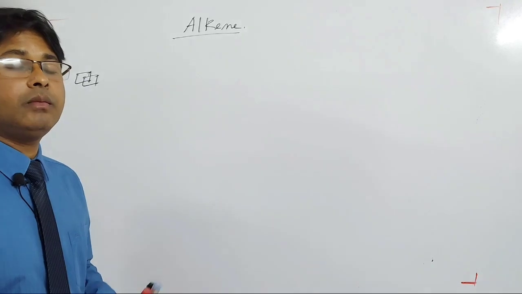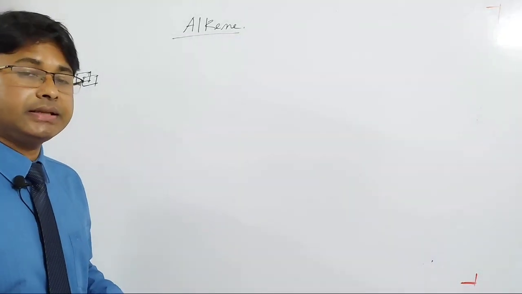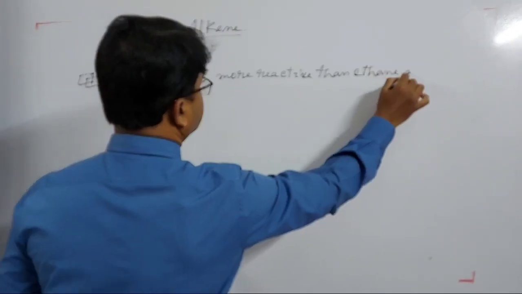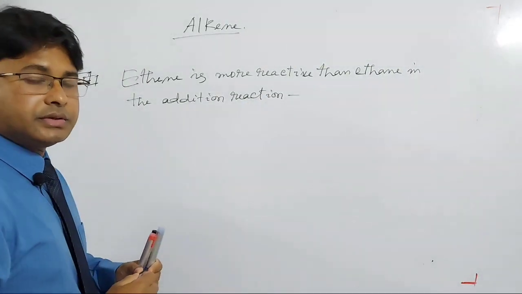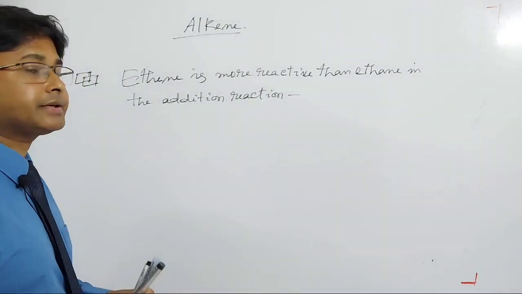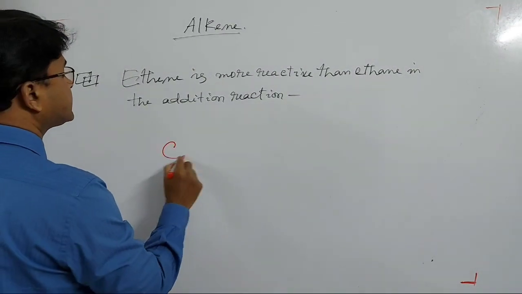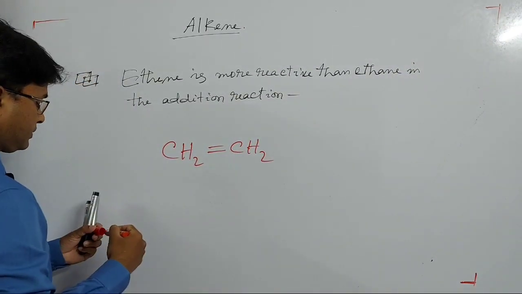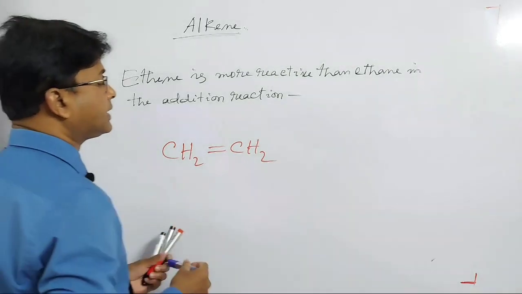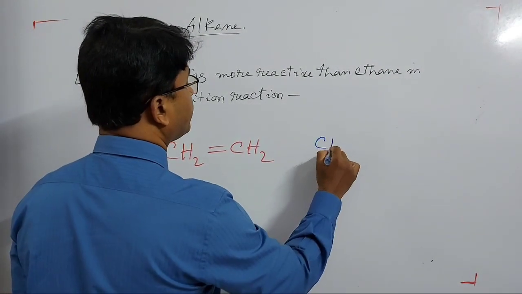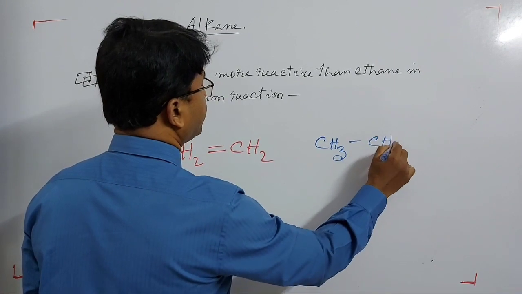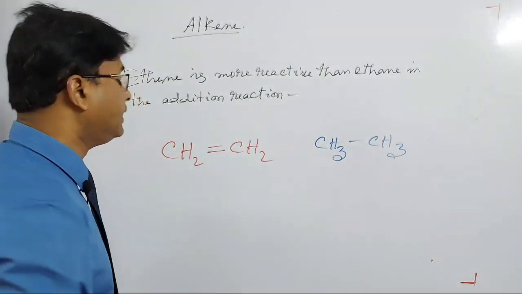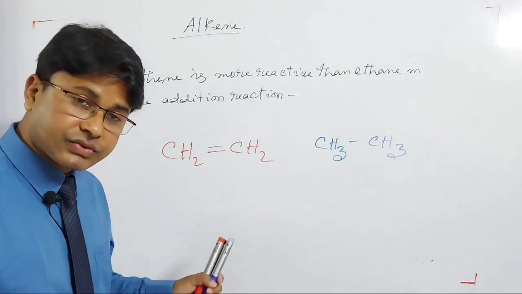Ethene is more reactive than ethane in the addition reaction. Dear students, all of you know that ethene contains a carbon-carbon double bond and ethane contains a carbon-carbon single bond. And actually ethane is a saturated hydrocarbon and ethene is an unsaturated hydrocarbon.